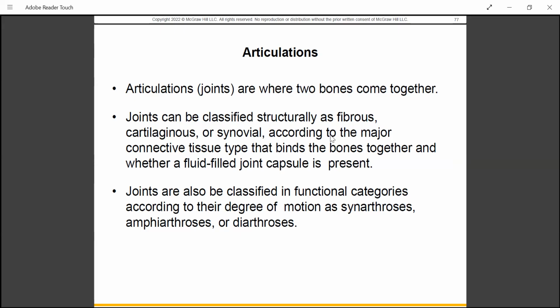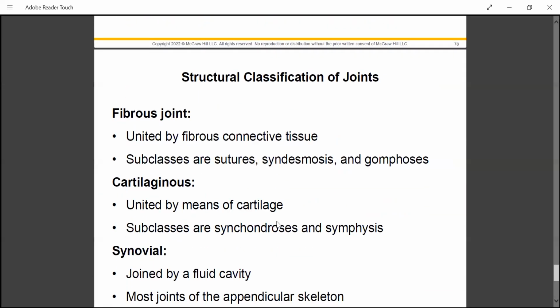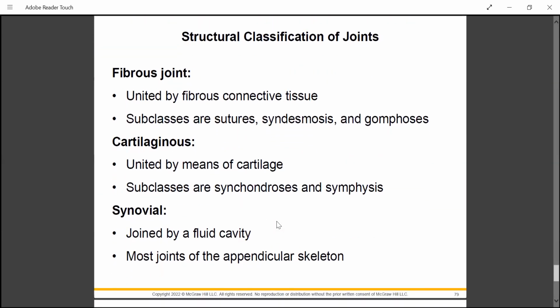Synarthroses, amphiarthroses, and diarthroses are 3 different categories that go hand in hand with fibrous for synarthroses, cartilaginous for amphiarthroses, and synovial for diarthroses. So as we said, our structural classifications are going to be based off of the type of tissue. So our fibrous joints are going to be united by fibrous connective tissues. Our cartilaginous joints are going to be united via cartilage. And then our synovial joints are going to be joined by a synovial membrane and synovial cavity.